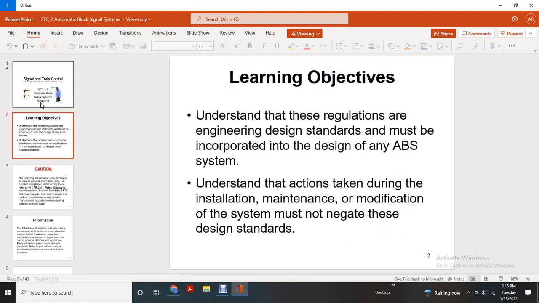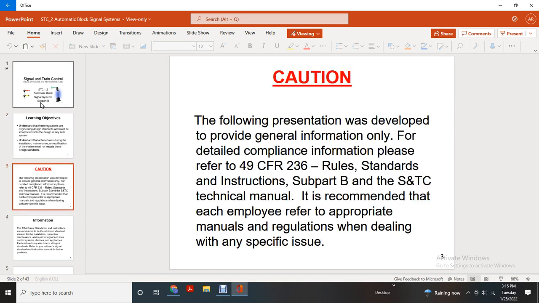Learning objectives. Understanding of these regulations: engineering design standards must be incorporated with the design of automatic block signal systems. Understanding of the actions during the installation, maintenance, and modification of the system must not negate these design standards.